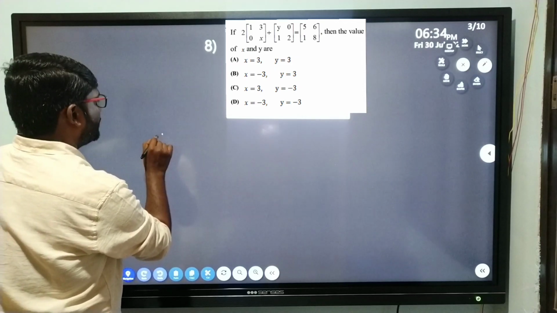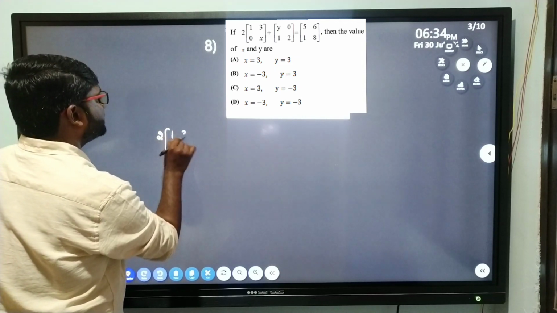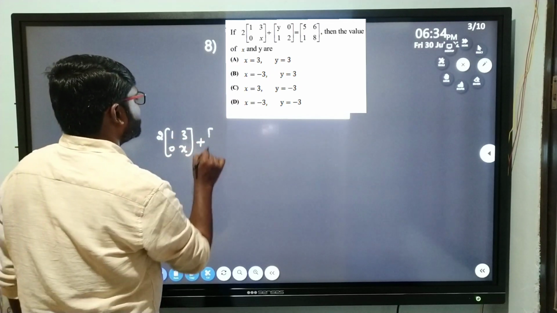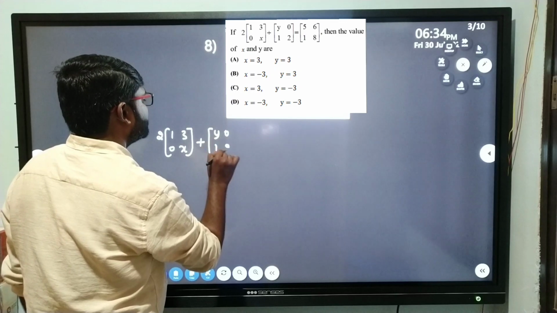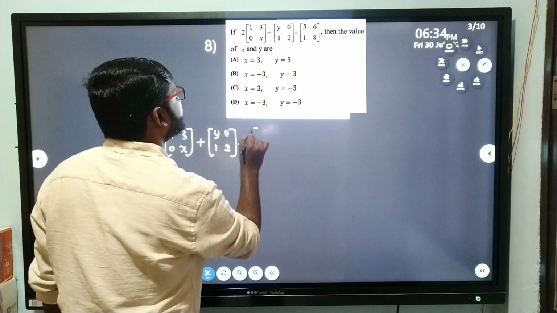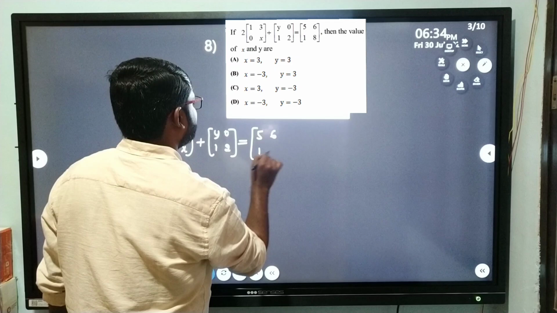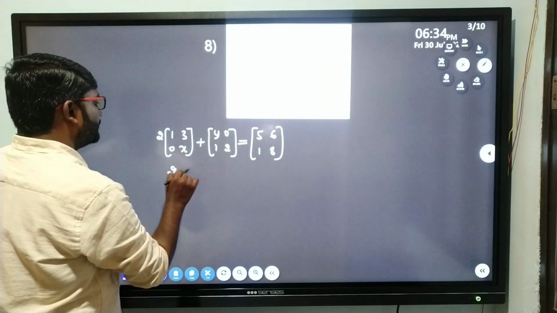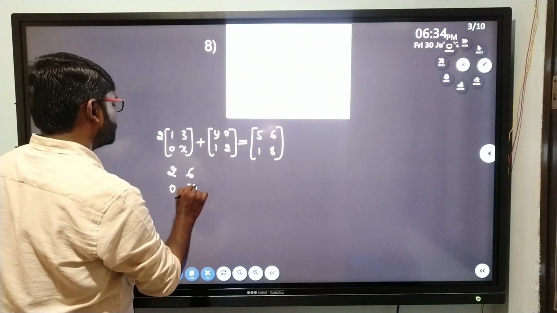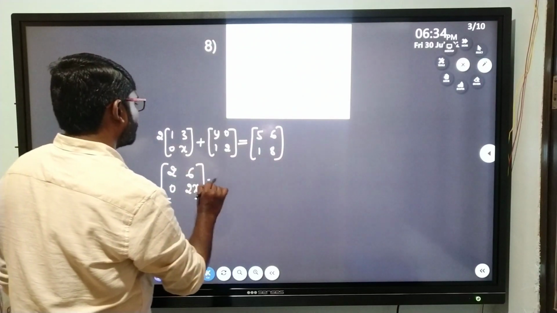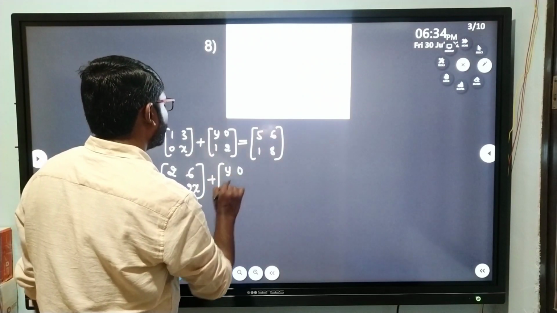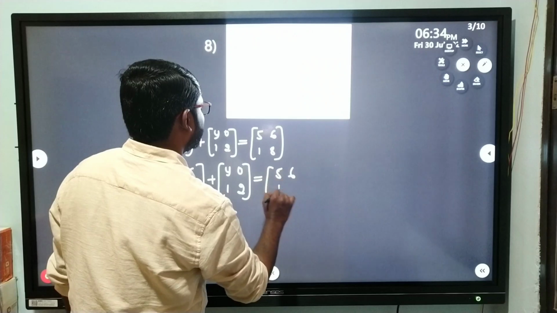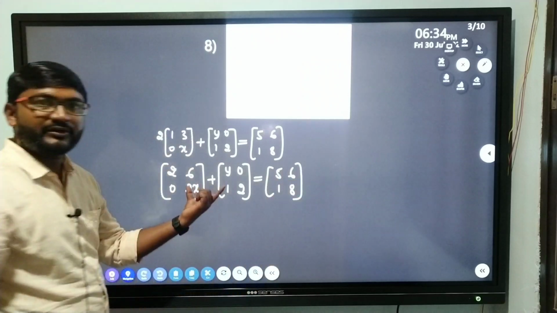So here 2 into [[1,3],[0,6]] plus y [[0,1],[0,2]] is equal to [[5,6],[1,8]]. Multiply 2 with this, you get [[2,6],[0,2]] x plus y [[0,1],[0,2]] plus y[[0,1],[0,2]], this is equal to [[5,6],[1,8]]. Now add the corresponding elements here.